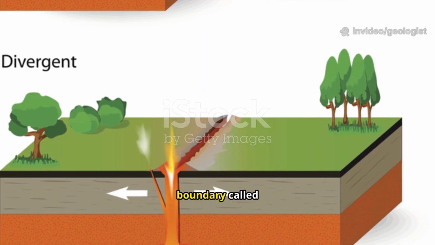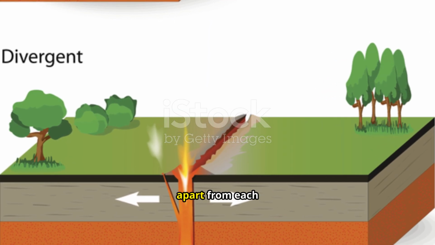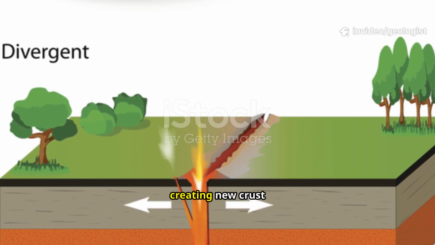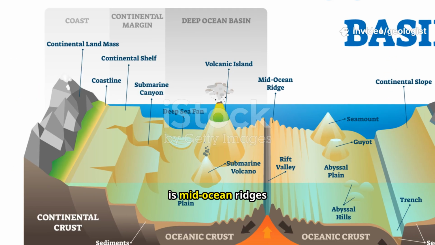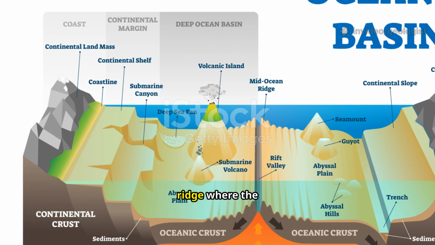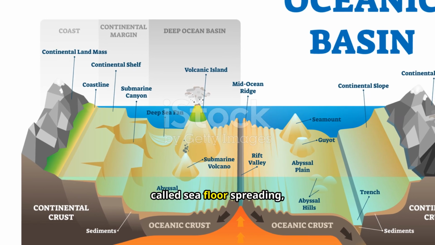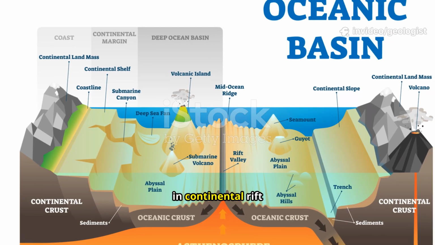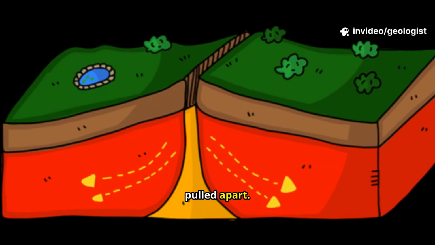At another plate boundary called diverging plate margin, two tectonic plates move or split apart from each other, causing magma to rise from Earth's mantle and solidify, creating new crust and lithosphere. An example of this is mid-ocean ridges, or the Mid-Atlantic Ridge, where the oceanic plate splits or pulls apart in a process called seafloor spreading, forming a chain of underwater volcanoes, and also in continental rift zones like the East Africa Rift, where the continental crust is being pulled apart.